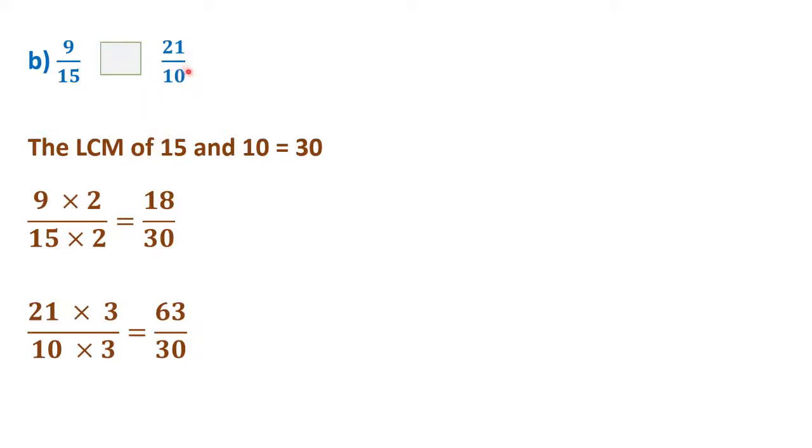So by what number will we multiply 10 so that the denominator becomes 30? That number is 3. So we will multiply 3 to numerator and denominator both. So we get 21 into 3 is 63 and 10 into 3 is 30. So we have 63 by 30.